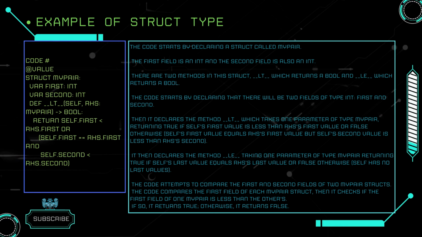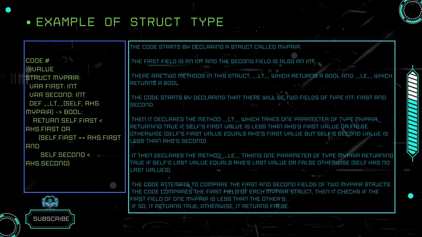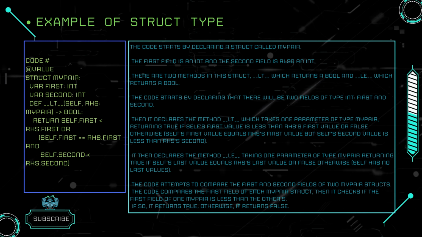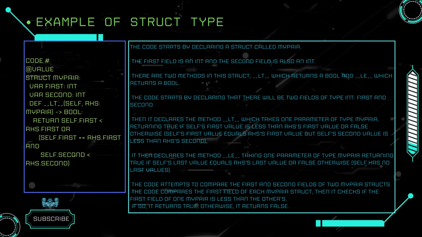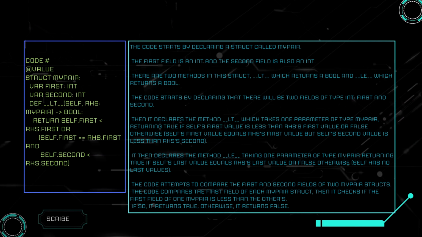The code attempts to compare the first and second fields of two myPair structs. The code compares the first field of each myPair struct. Then it checks if the first field of one myPair is less than the other's. If so, it returns true, otherwise, it returns false.